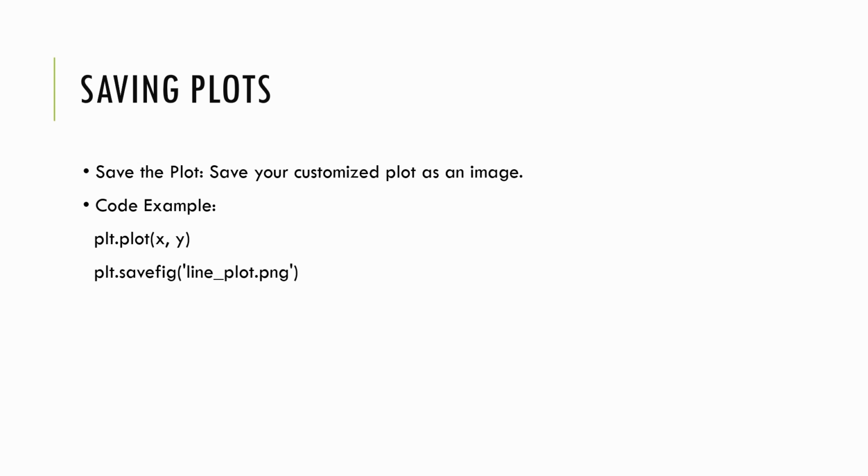Once we have customized our plots, we often want to save them for later use. Matplotlib allows us to save our plots as images. Using the savefig function, we can save our plots in various formats like PNG, JPG, or SVG.